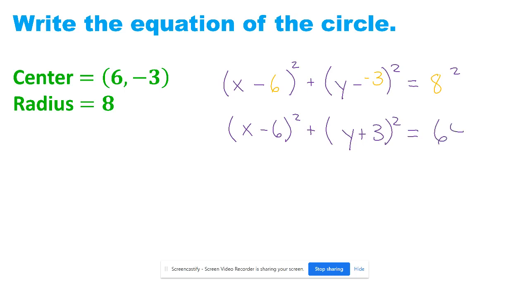So the idea when you build one of these equations, you're always changing the sign on these two numbers in the center. So that positive 6 becomes -6, the -3 becomes +3, and then you square the radius. So 8 gets squared, and we get 64.